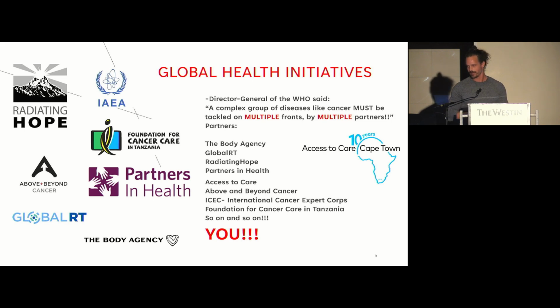One important thing is this quote I really like from the WHO: a complex group of diseases like cancer must be tackled on multiple fronts and by multiple partners. With Radiating Hope, we didn't think we were going to solve all the world's problems, but we did want to talk about things and hopefully stimulate other things. We've had medical missions where the person left and said, I don't really want to work with Radiating Hope because it's so hard to get radiation equipment in, but I'm going to start a cancer screening program for cervical cancer. And then that will take off, or some other little project. These are just different organizations working with cancer care globally.